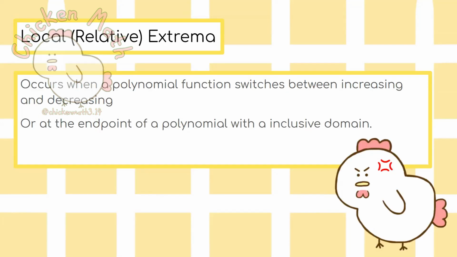All right, now we're going to talk about local or relative extrema. So that's basically the point on a function's graph where the function goes from increasing to decreasing. So that means the output values go from increasing to decreasing or decreasing to increasing. So it's just that point. Or they can also be at the endpoints of a polynomial with an inclusive domain. So that just means if our x values, our inputs, are restricted, those endpoints can also be local or relative extrema. They mean the same thing.